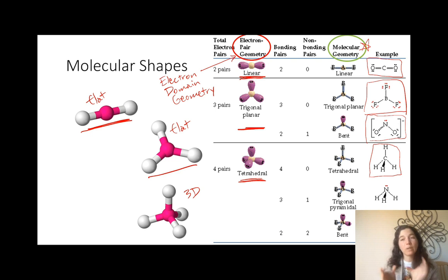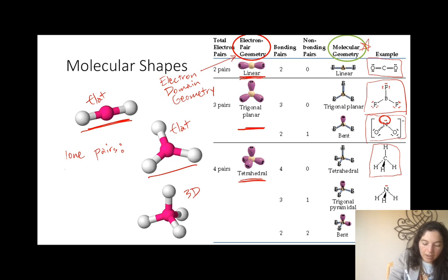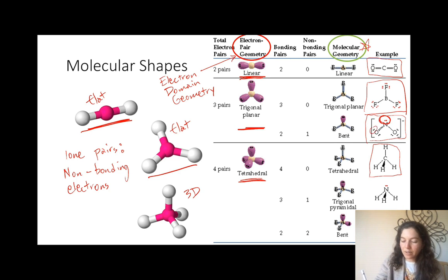Now the difference between these 2 names is that one accounts for lone pairs and others do not. So lone pairs are non-bonding electrons. So we often see lone pairs around our exterior atoms like this here, but not too often do we see them around our central atom like this here with our nitrogen dioxide.